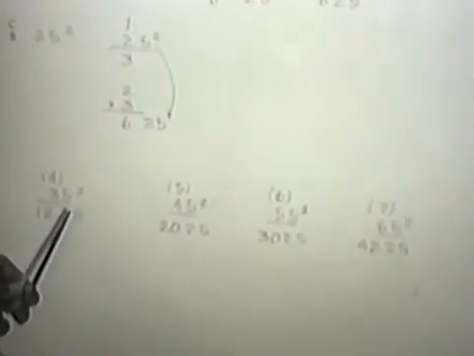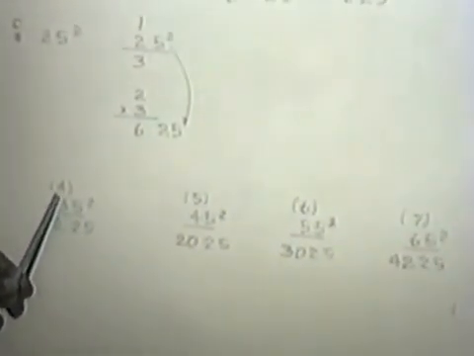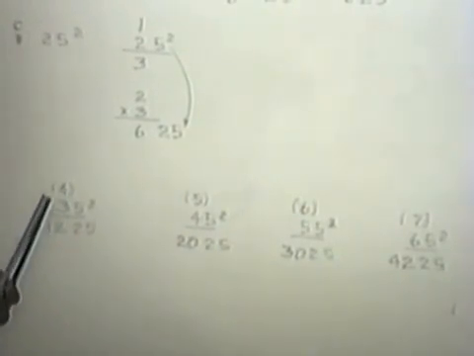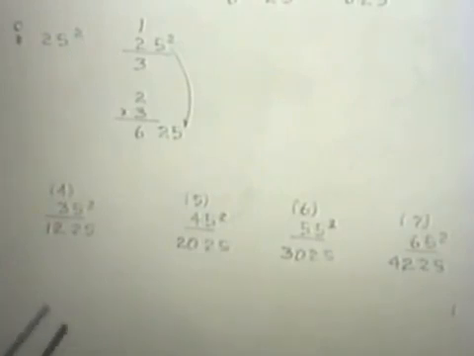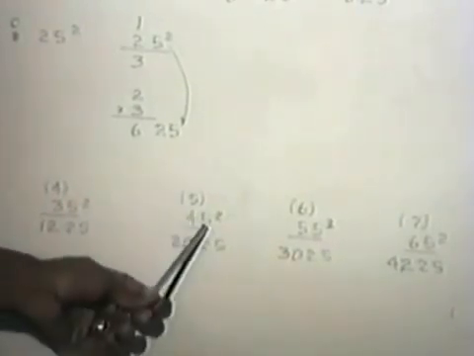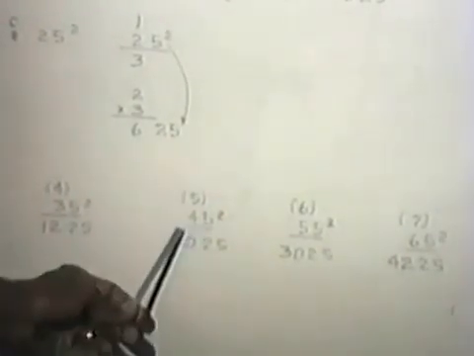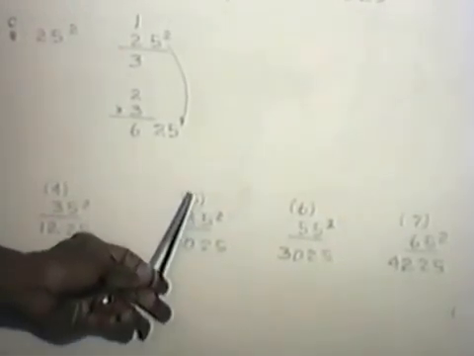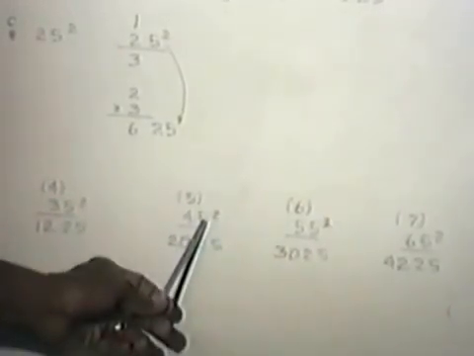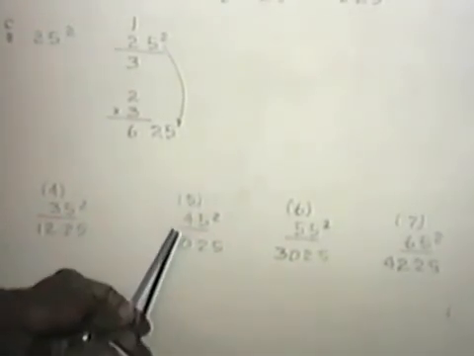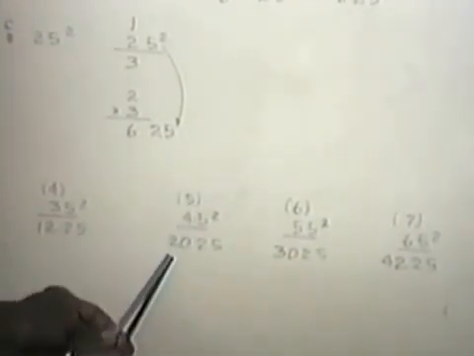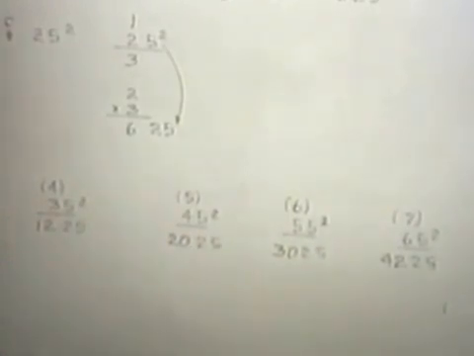Let's do 35 times 35. 5 times 5 is 25. 3 times 4 is 12. Remember, we changed this 3 to a 4 by adding 1 to it. So 35 square is 1225. Now 45 times 45, or 45 square. Remember, we changed this 4 to a 5. 5 times 5 is 25. 4 times 5 is 20. 45 times 45 is 2025.